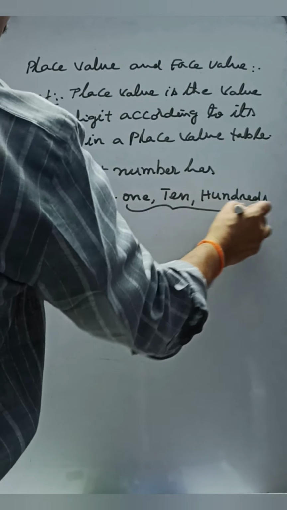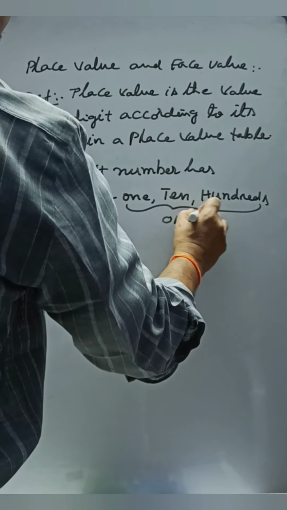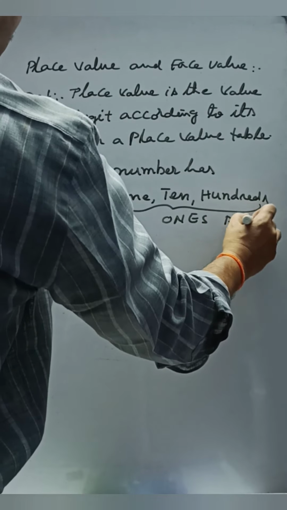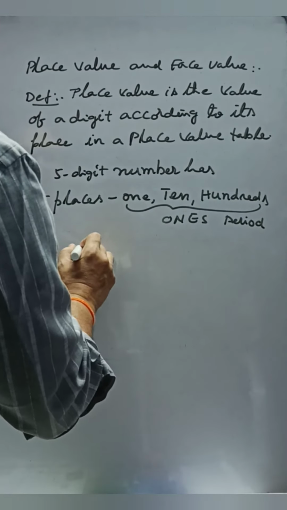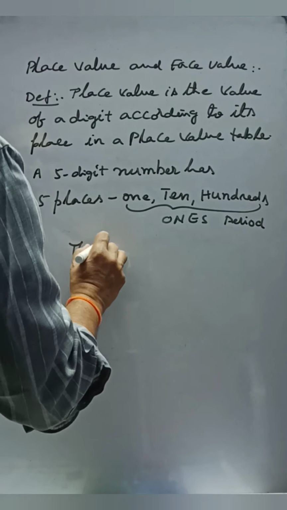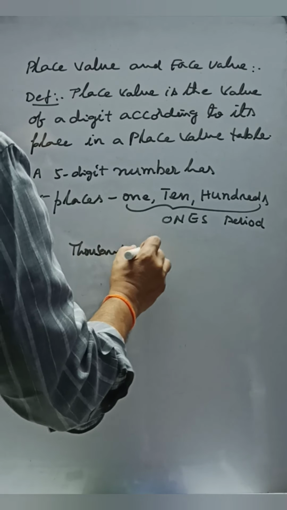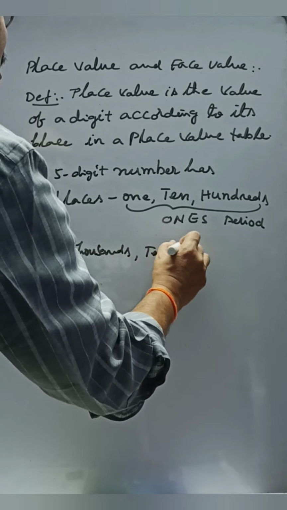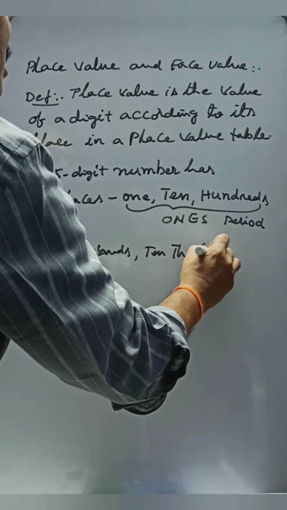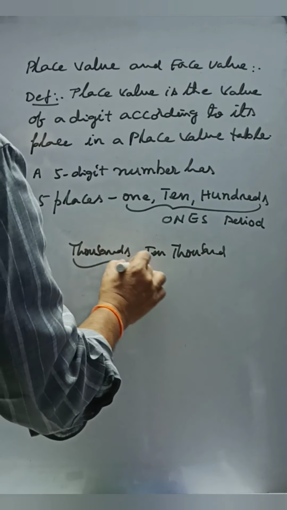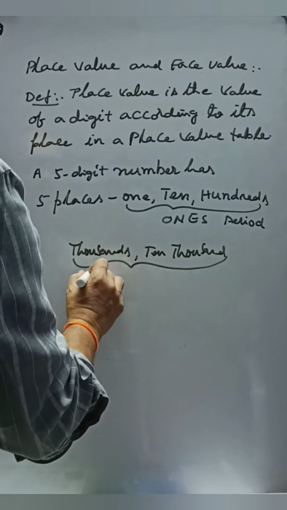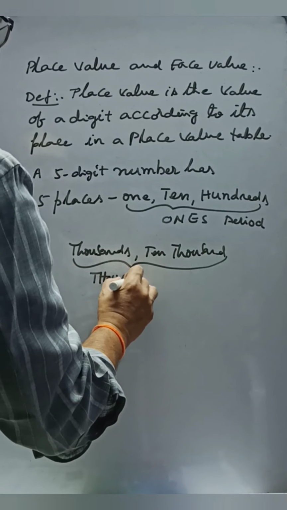Together this is read as ones period. And the thousands place is there, the 10,000 place is there. The 1,000 place and 10,000 place together are read as thousands period.